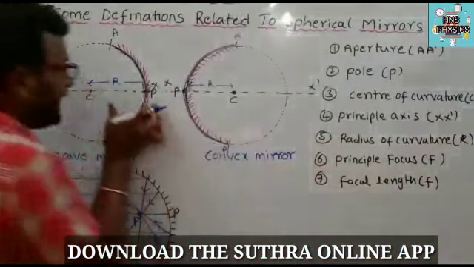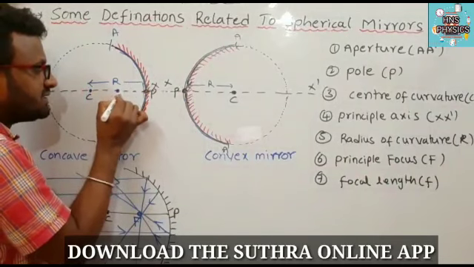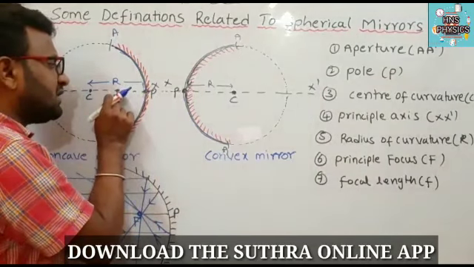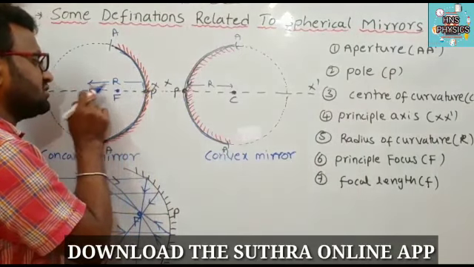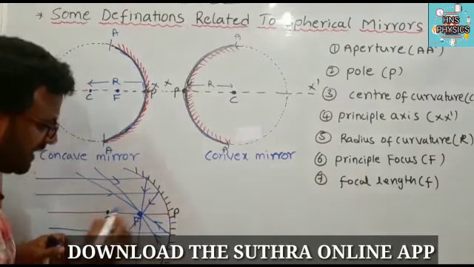Exactly, that principal focus lies between the pole and the center of curvature. So what does that mean here? The distance from pole to focus is the same as the distance from focus to center. So this is the principal focus for a concave mirror.